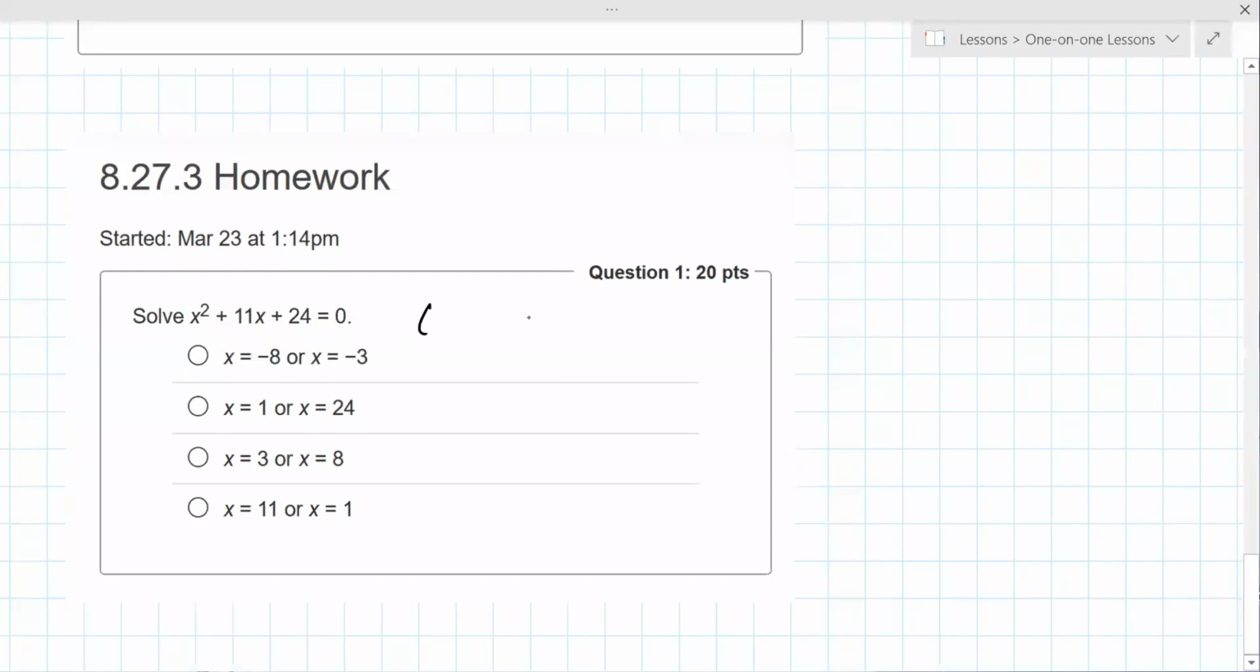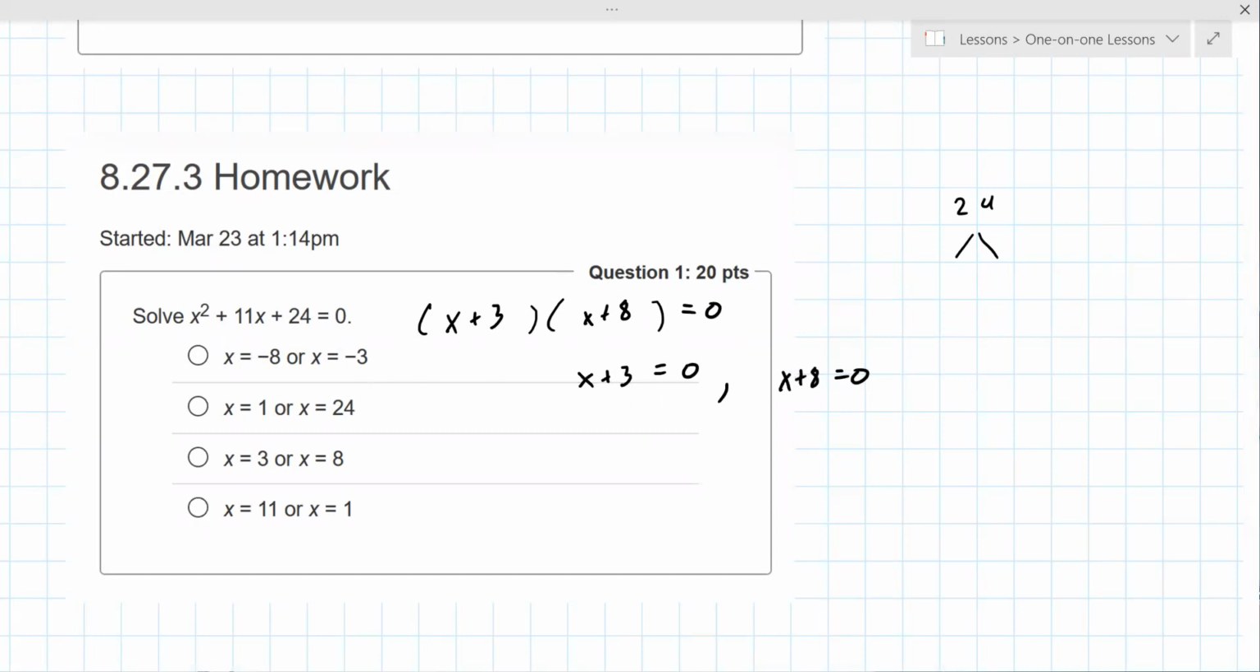So for 24, you first need something that will multiply into 24 but add up to 11. Good. So I got x plus 3 and x plus 8. So you're setting each of those equal to 0. So what does x equal? X equals negative 3 and x equals negative 8. Good. So it's letter A.